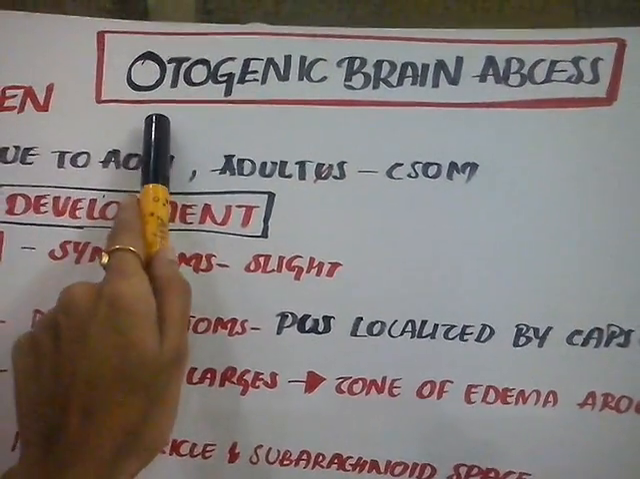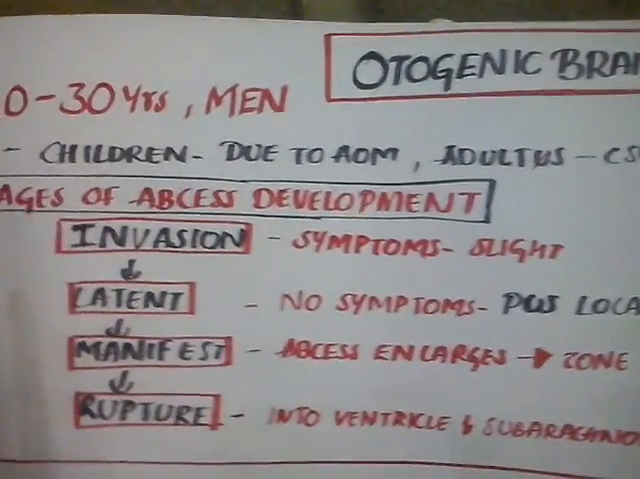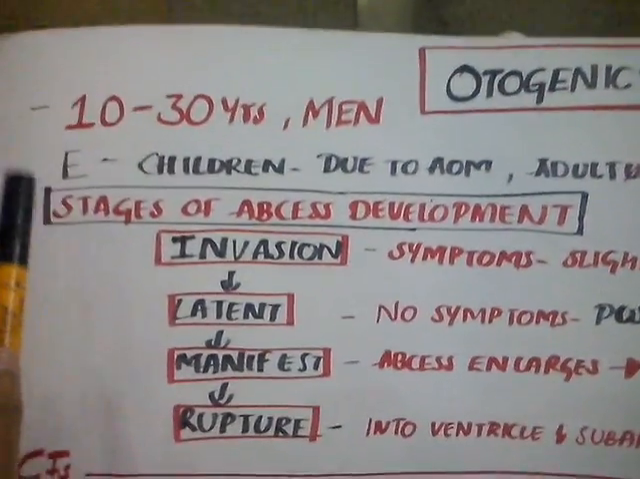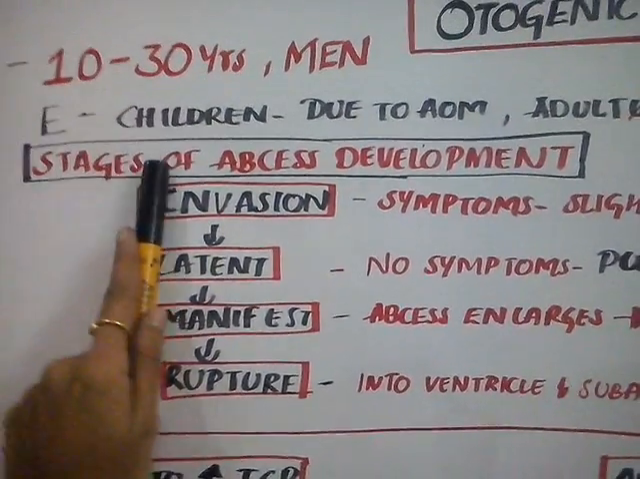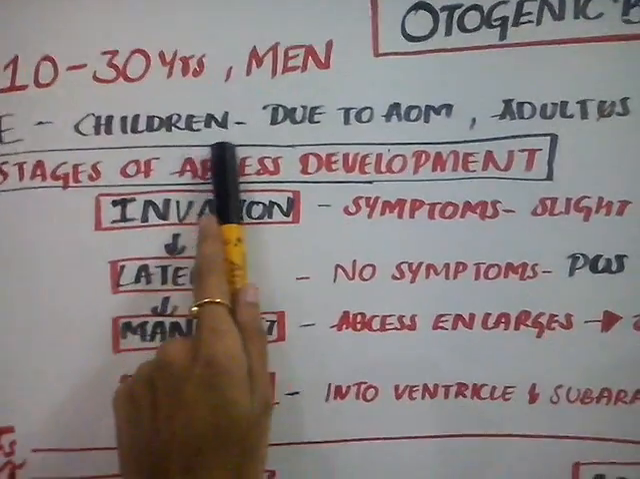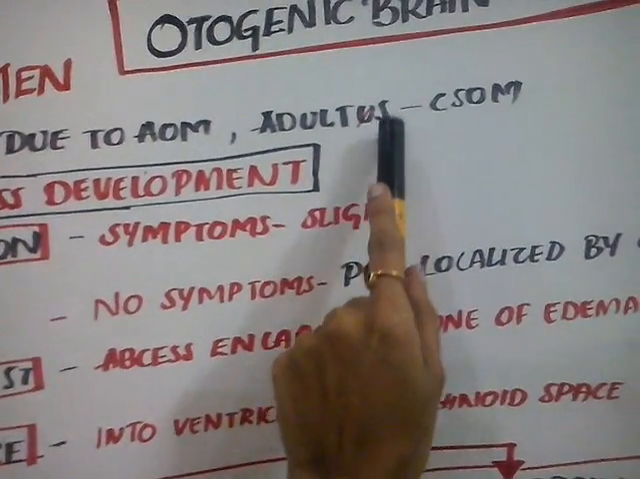Hi friends, now I am going to discuss otogenic brain abscess. It mostly affects the age group between 10 to 30 years and mostly men. Etiology, ear disease. In children, it is due to acute otitis media. In case of adults, it is due to CSOM.